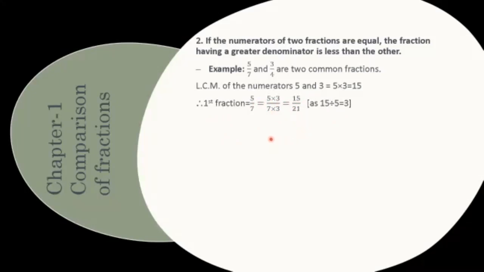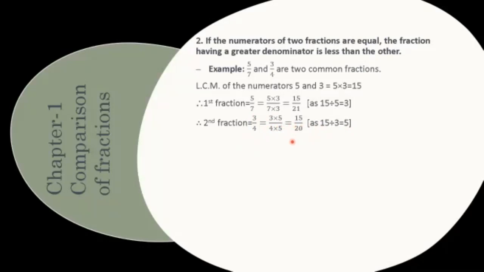Now we have to find out the second fraction with the same numerator. In the second fraction you can see 3 divided by 4. 15 divided by 3, because the numerator is 3, we get 5, and this 5 we will multiply with both numerator and denominator. If we multiply with the numerator we will get 3 5s are 15, and if we multiply with the denominator we will get 4 5s are 20.